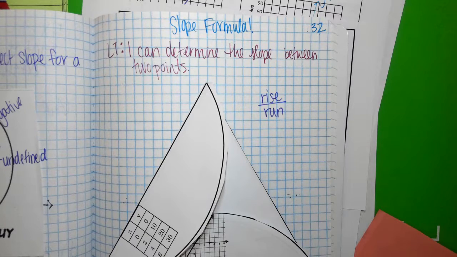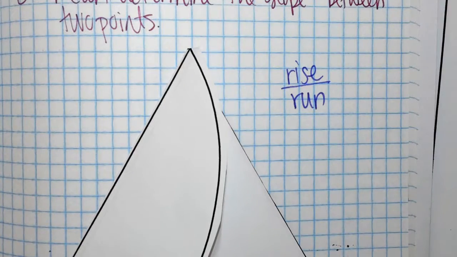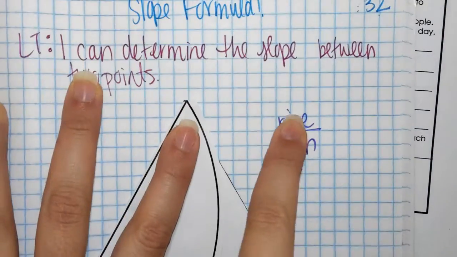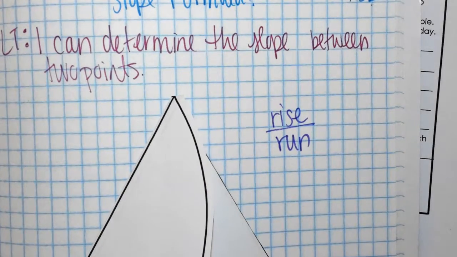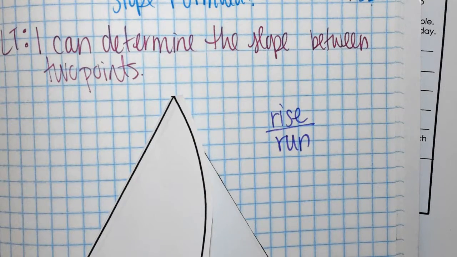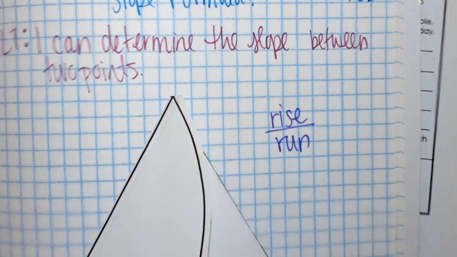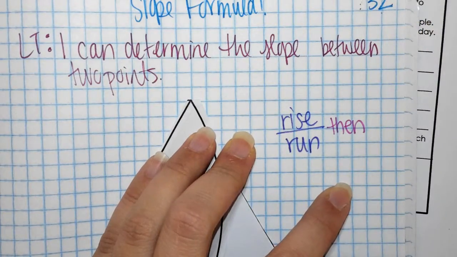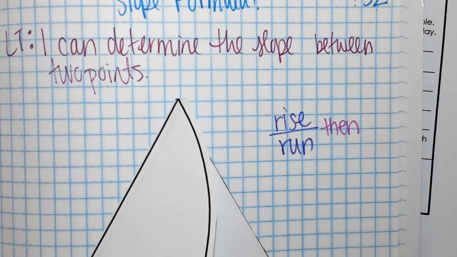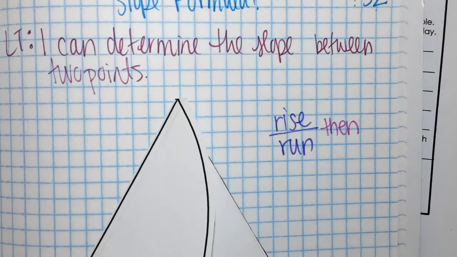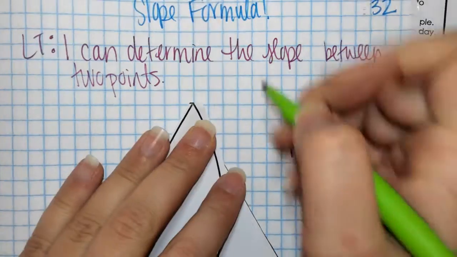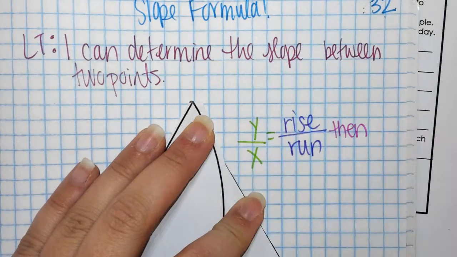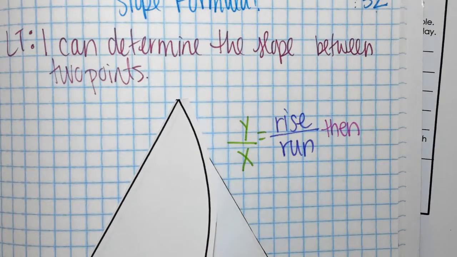And the reason that we're going to say rise, then run, is so that we know that first we have to go up, and then we have to run. So we say rise, then run. Okay? Now, if you're rising on a graph, which axis is that? And if you're running, which axis is that? So, is this the same thing as y divided by x? Yes. It is. That's the exact same thing.